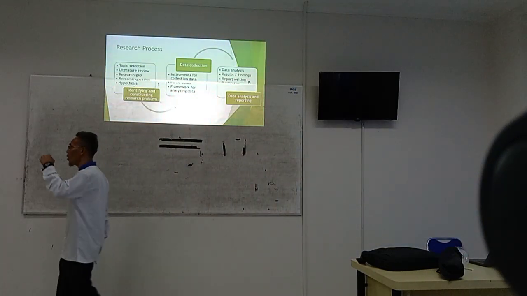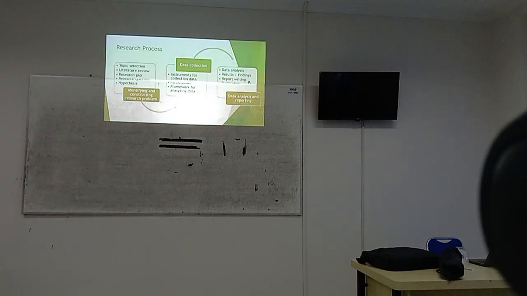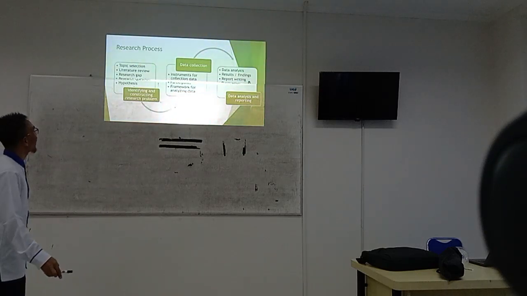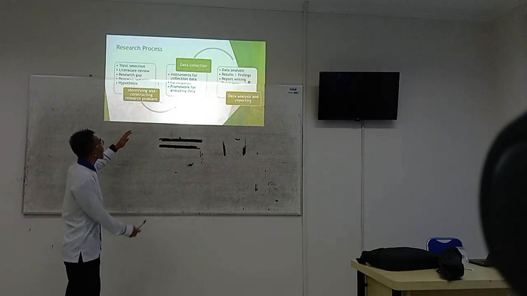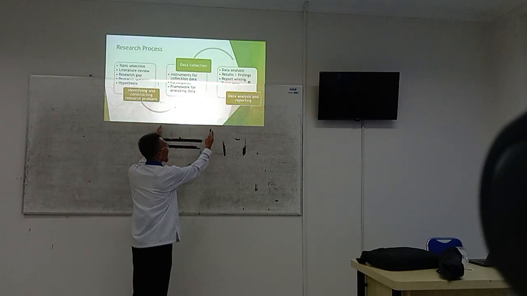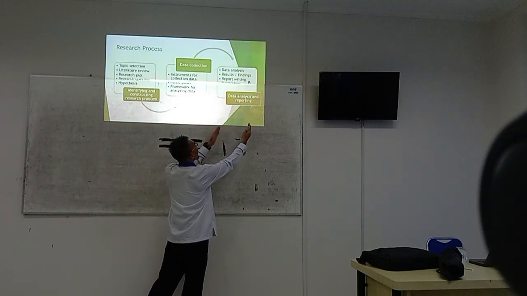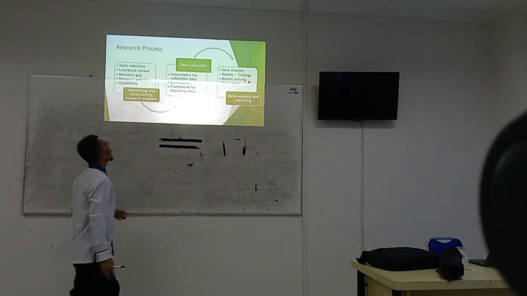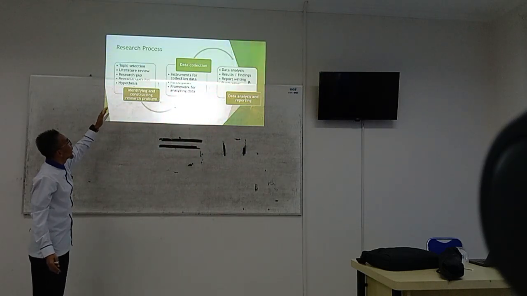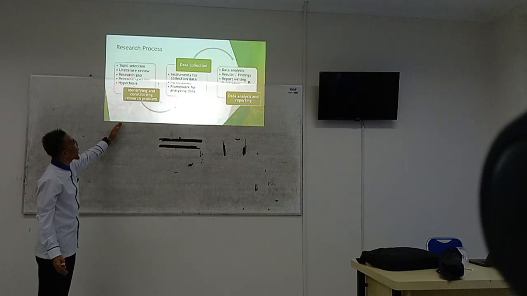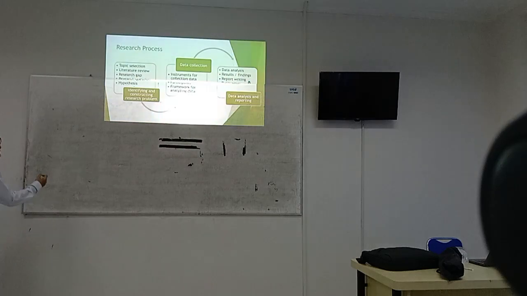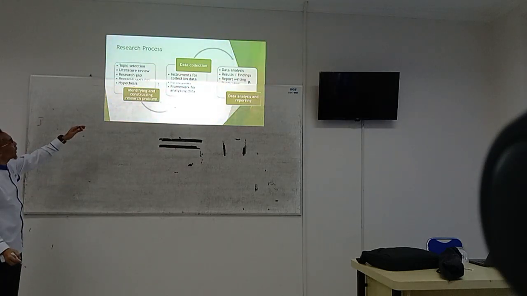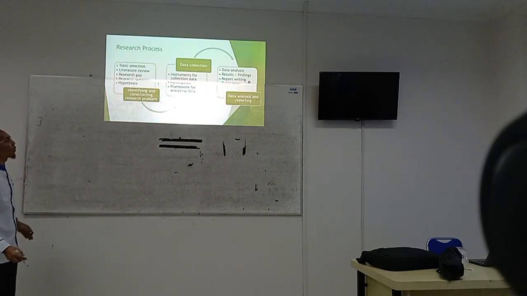Now we are going to talk about the research process. I divide the research process into three parts, or three areas. The first area is identifying and constructing research problems. You get my point. Identifying and constructing research problems.